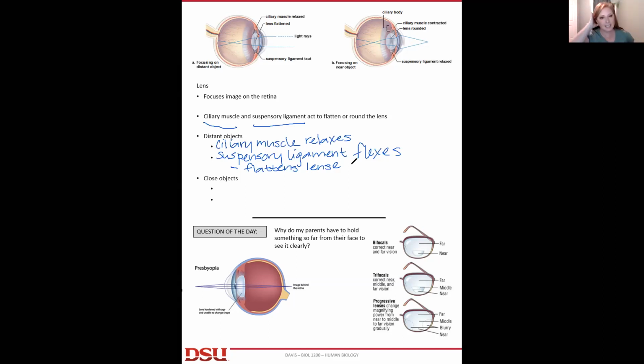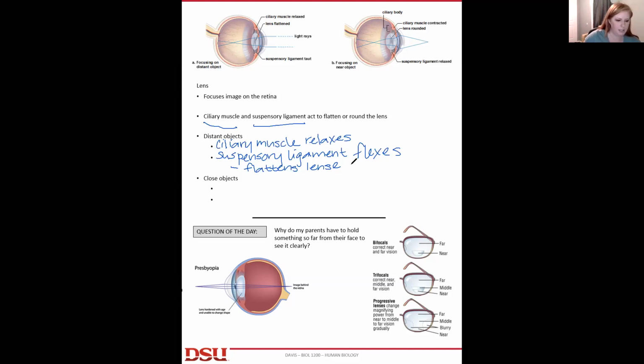So to see something distant, sorry, I got my hair caught in my pen. To see something distant, we need to have the lens flatten out. And to do that, the ciliary muscle relaxes, and the suspensory ligament is going to flex or tighten.